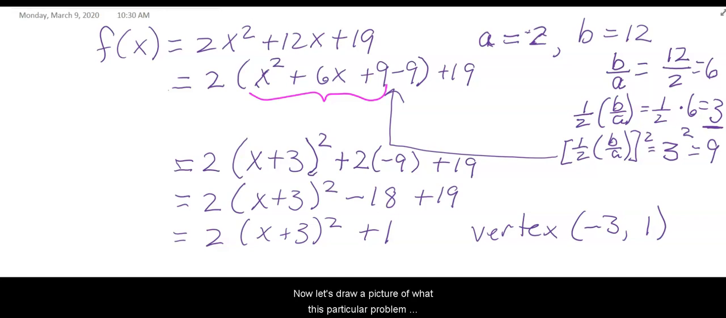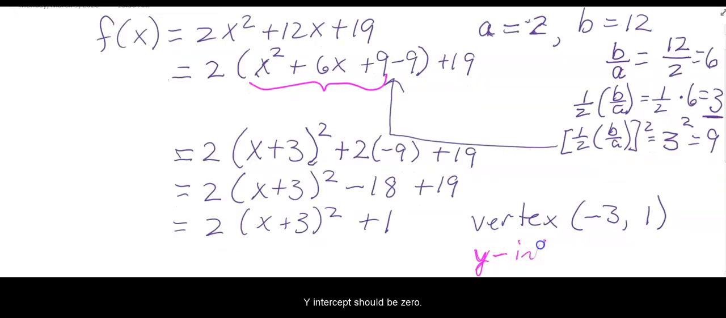Now let's draw a picture of what this particular parabola would look like. We know the vertex is at -3, 1, and we know that the y-intercept should be at 0, 19, because if we're looking at the equation, when x is 0, the y value would be 19. So the y-intercept should be 0, 19. Let's draw a picture and see what that does.